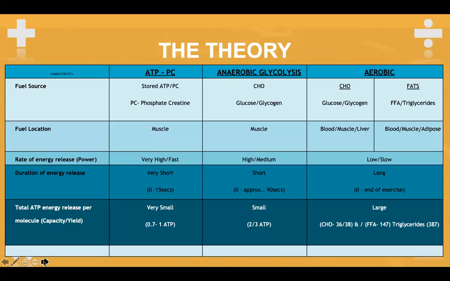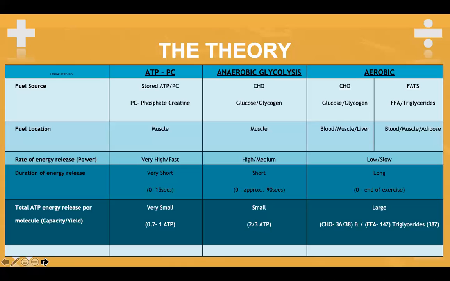uses carbohydrates and fats. The rate of energy, or the power. So for the ATP-PC system, it is very high. So it has high power. So intensity, it's high intensity. Anaerobic glycolysis is still rather high, just not as high as ATP-PC. And the aerobic system has a lot lower. So for example, the ATP-PC system, high intensity things such as throwing a shot put. Whereas aerobic has low power, things like walking.